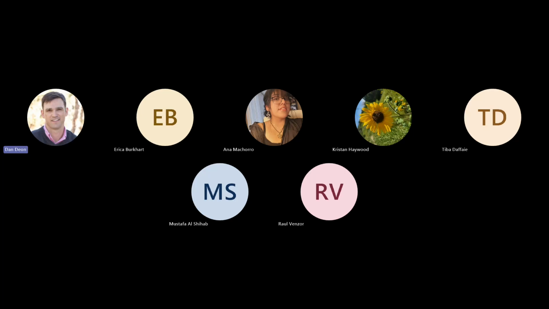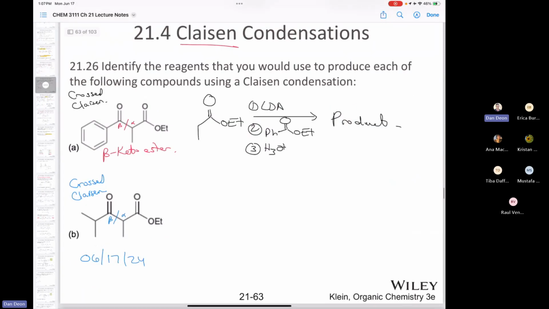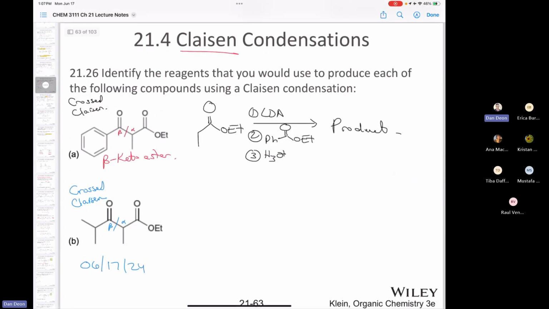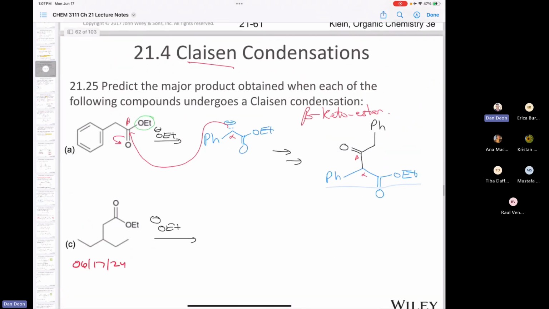All right, Chemistry 3111. We left off with this question, 21.25 C, and then we also said we were going to take a look at 21.26 B. Okay, these two reactions. So these are Claisen reactions, so Claisen condensations.